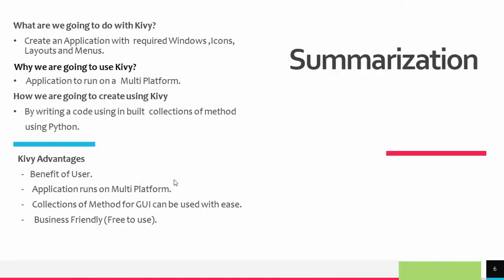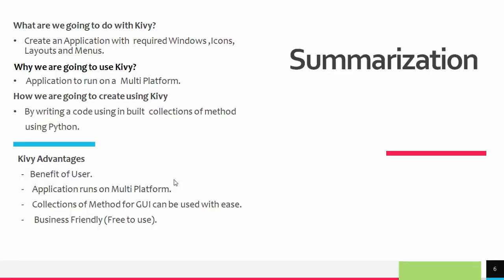So to summarize, we are going to create an application which will create all the graphical user interfaces like windows, icons, and menus to perform a task or activity, and which will run on multiple platforms like Android, iOS, and Windows. How are we going to do it? We are going to do it using a programming language called Python, where the Kivy library is available.